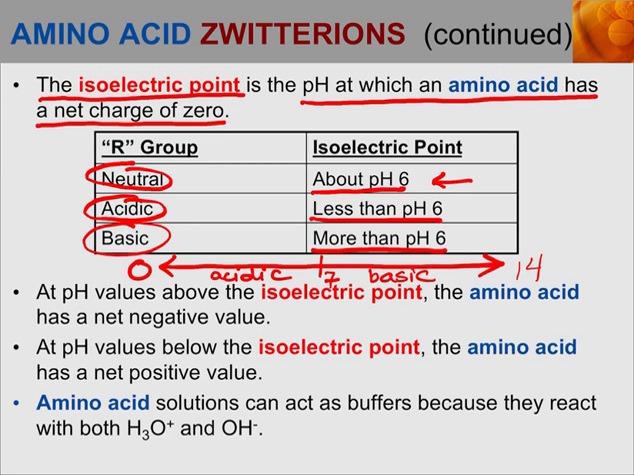Okay. Now, what's great about this is amino acid solutions can act as buffers because they react with both acid and base. We've got that amino group on the left that can act as a base, and that carboxylic acid group on the right that can act as an acid. Remember, buffers are solutions that maintain a certain pH by reacting with acid or base depending on what is present in solution.